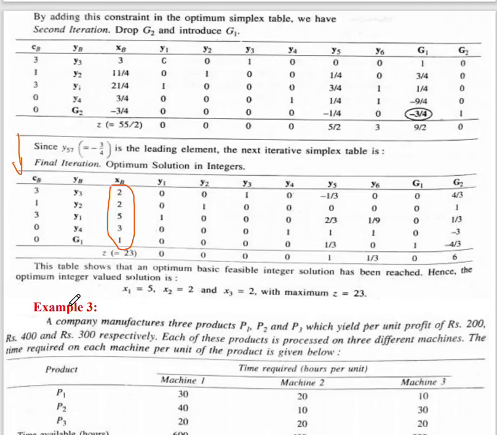Hence the optimum integer solution is x1 is 5, x2 is 2, x3 is 2, and the maximum value of z is 23. Putting the values of x1, x2, x3 in our original objective function, you will get z equal to 23. In this way we can solve the integer programming problem by using the fractional cut method.